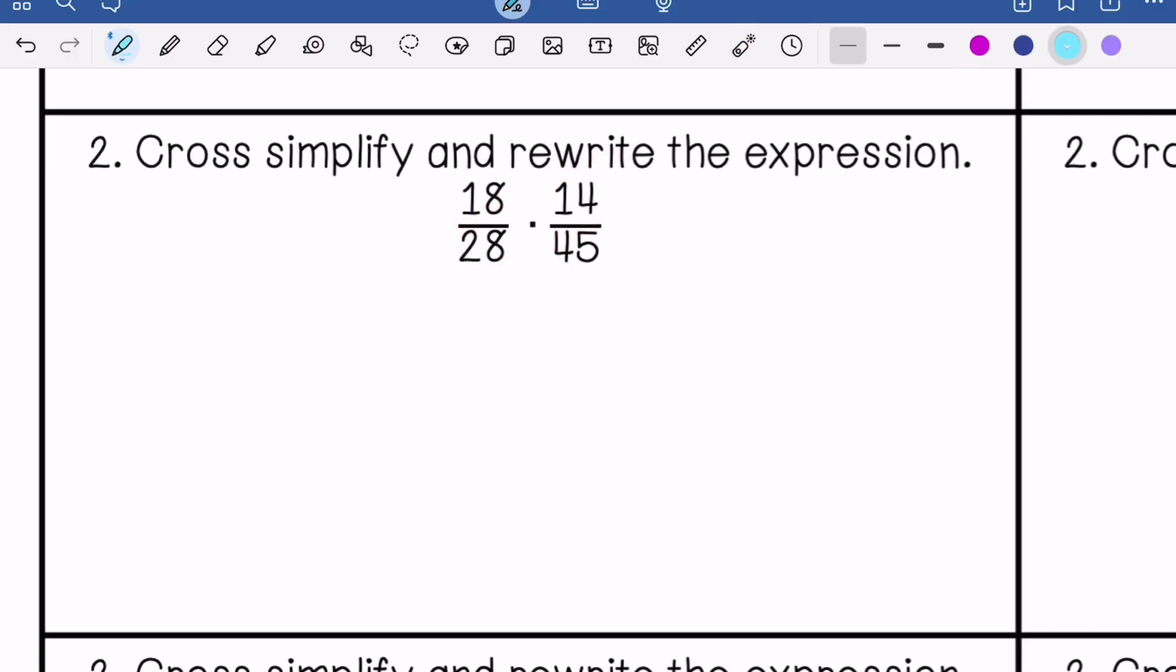We can divide these both by 14. And 18 and 45, we can divide them both by 9. There's 1 times 1/5.